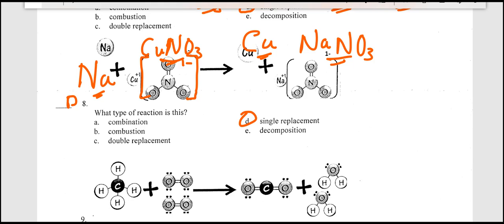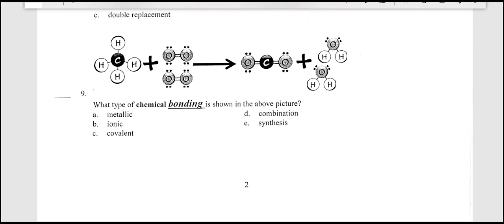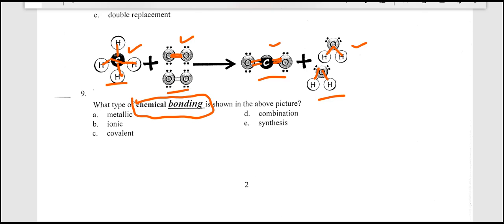Alright, now this next reaction, this is a classic combustion reaction. A hydrocarbon fuel reacts with oxygen to form carbon dioxide and water. However, the question is asking about what type of bonding is going on in these molecules. Well, in all of these, we have covalent bonding, as seen by these little bonds between the atoms. They all have those bonds, you see. So this is what we call covalent bonding. There are no ions here, and it's not metallic bonding. So C.